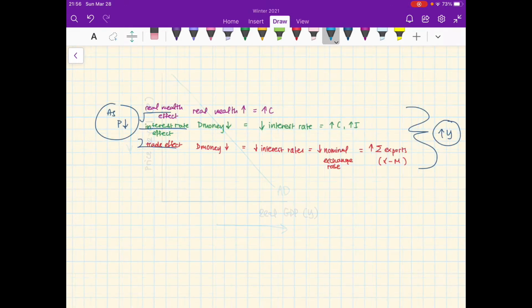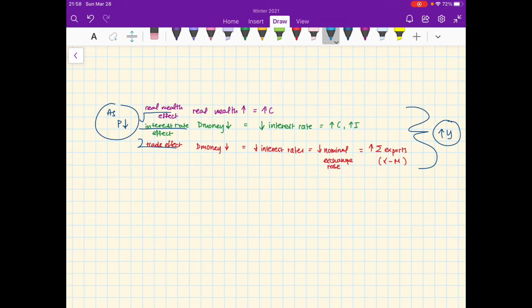So why is this the case? There are three effects within an economy that determine this inverse relationship. If the price level is decreasing, real wealth increases, leading to an increase in consumption. This increase in consumption leads to an increase in real GDP. Similarly, a decrease in price means that the demand for money decreases, leading to lower interest rates, which has two effects. Lower interest rates mean that consumption and investment will increase.